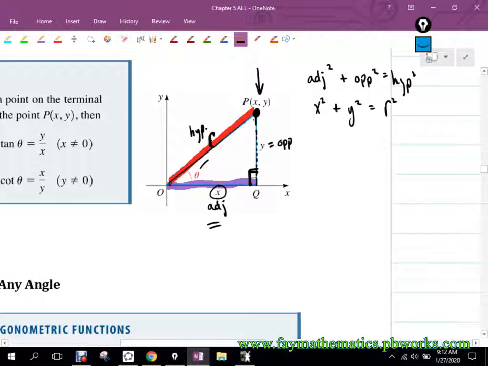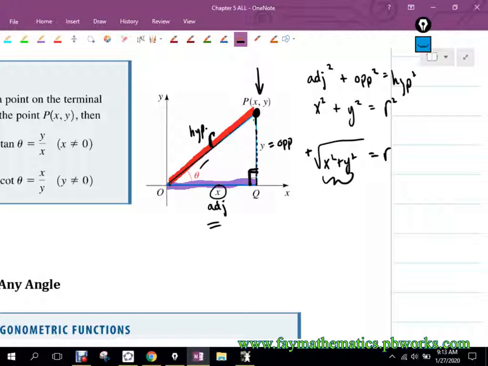But then if I want to find that red distance, I'll just take the square root. Now, this red segment is a distance. So it's positive, and this is always going to be a positive number. So r 100% of the time is going to be a positive number. So that needs to be something that we commit to memory.